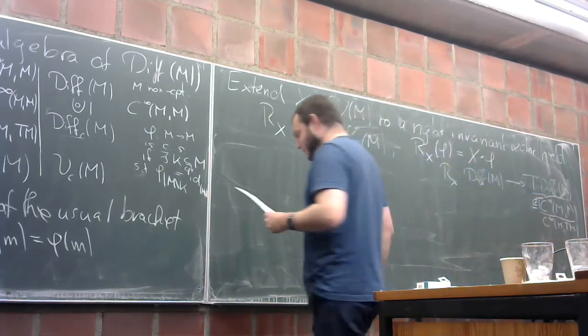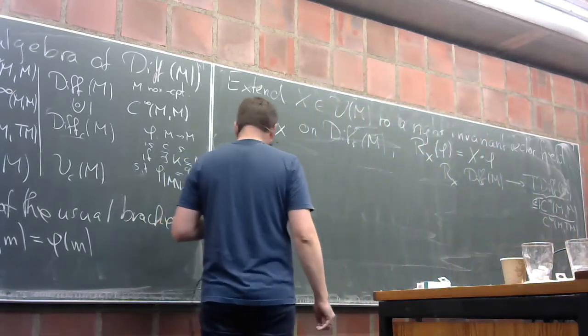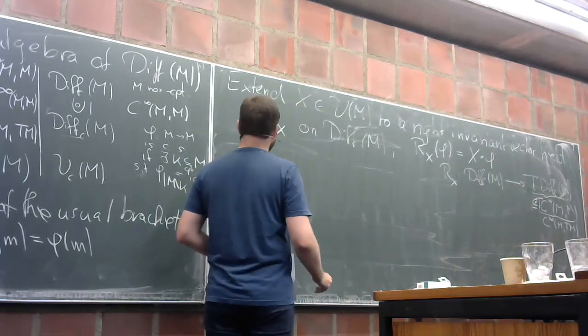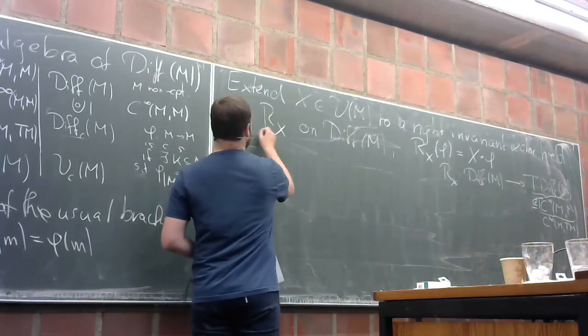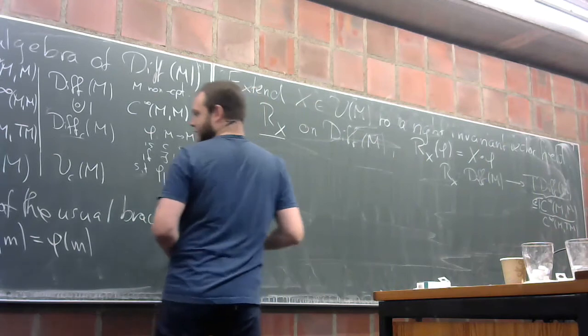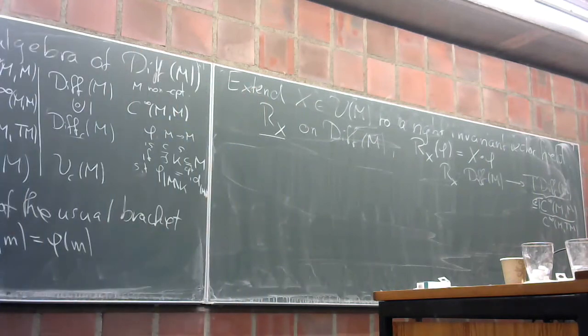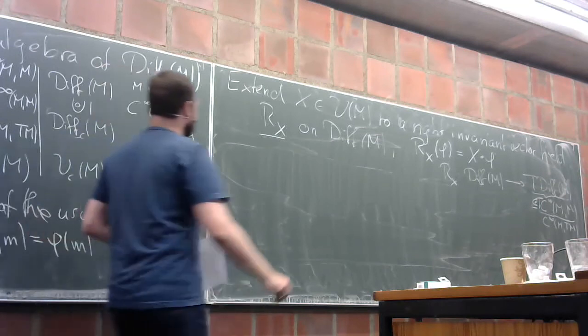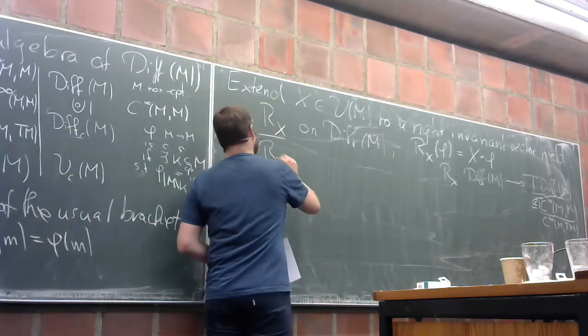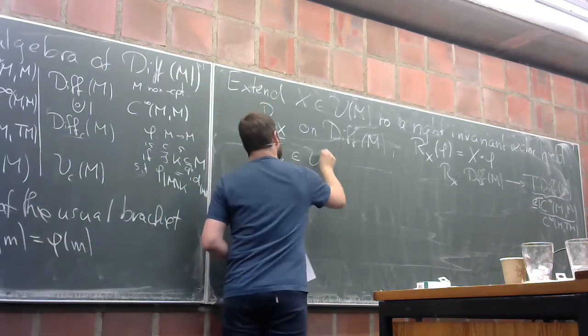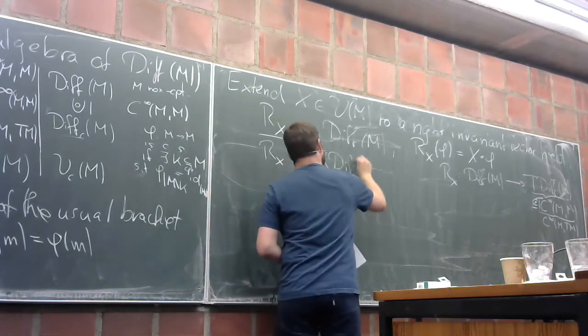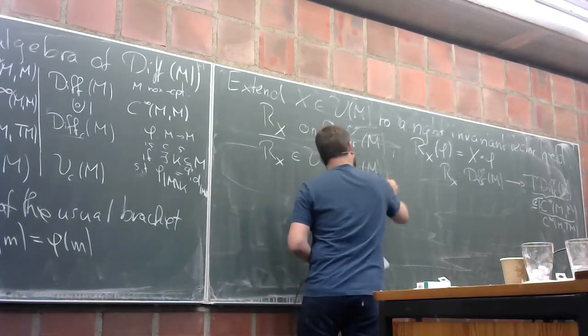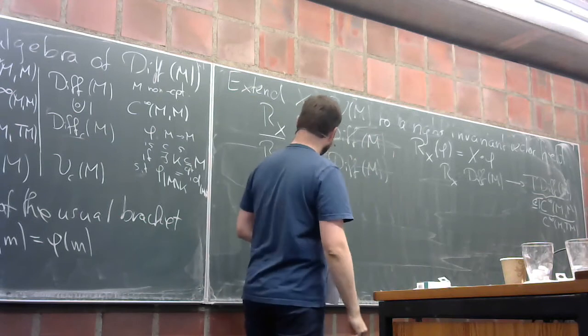Now, what we want to do: we have our right invariant vector field, and we want to build a vector field on Diff(M) times M, and then we do something with this action. So the Rx lives on the vector fields of Diff(M). Okay, fair enough.